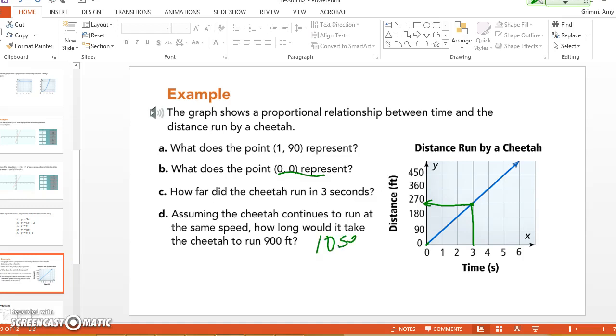Here's what we did last hour, because they wanted to know about that y over x. Could you write an equation for this? What would the equation be? Think about what I showed you earlier, remember? Y equals 90x. Good. 90x, because 90 is that ratio. So if I wanted to know 3, I could say 3 times 90 is 270. Yes, exactly.